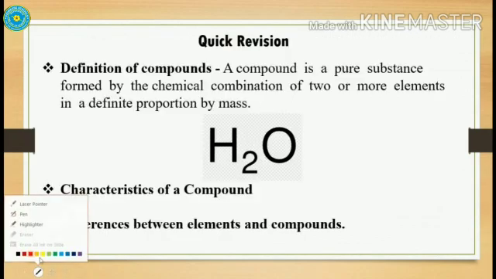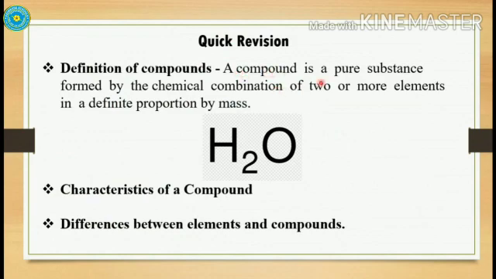In the last class, we learned about the definition of compounds. A compound is a pure substance formed by the chemical combination of two or more elements in a definite proportion by mass. Here, water is an example of a compound, where water is formed by the chemical combination of two or more elements in a fixed ratio. And we learned about the characteristics of a compound and we saw the differences between elements and compounds.